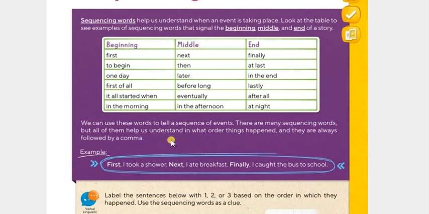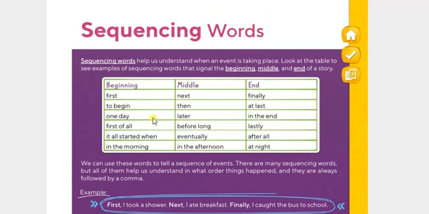And they are always followed by a comma. For example, first, comma, I took a shower. Next, comma, I ate breakfast. Finally, comma, I caught the bus to school. So as you can see, when you speak, everybody uses these words because when we tell a story or an event that happened to us, we usually use this kind of words because we need to put our ideas in order, okay?